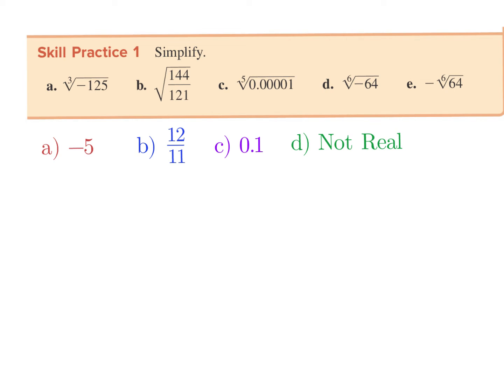So my final answer is going to be negative. What is the sixth root of 64? 2. It is 2. So -2 is my answer. Anybody have all 5 of those right? Good. All right, moving on.